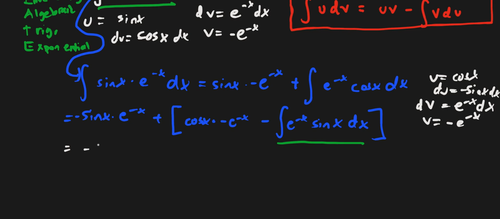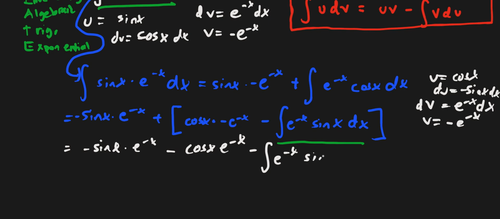And this is going to be equal to negative sine x times e to the negative x, and then minus, because we have that negative there, so it's negative minus cosine x times e to the negative x minus this stuff. We have that up in the question. That's just the antiderivative of e to the negative x sine x dx is equal to this stuff. So it's equal to the same thing that I just wrote, e to the negative x, antiderivative e to the negative x sine x dx. So now what do we do?